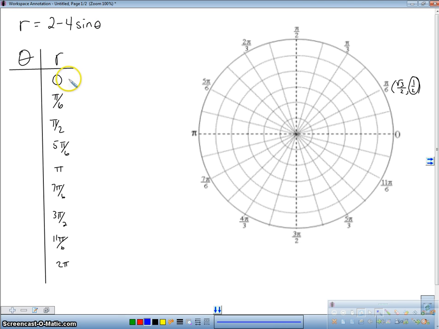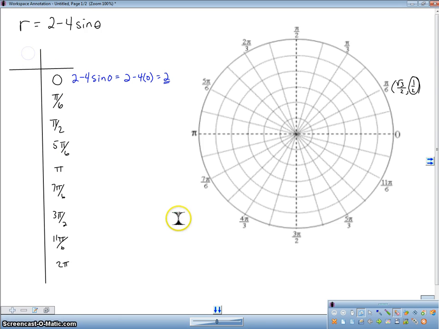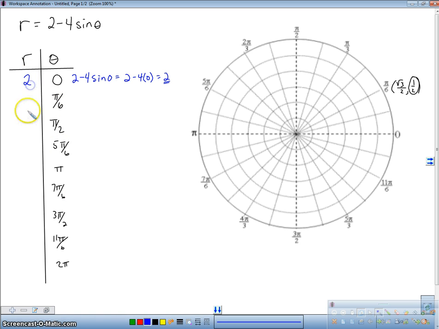Okay. So I'm going to plug in 0 in here. So I'm going to have 2 minus 4 times the sine of 0. The sine of 0 is 0. So I'm going to get 2. Oh, I put those in the wrong place. Sorry, I put the theta values in the r and the r in the theta. Oh well, I'll just switch those. So I'll put 2 right here.